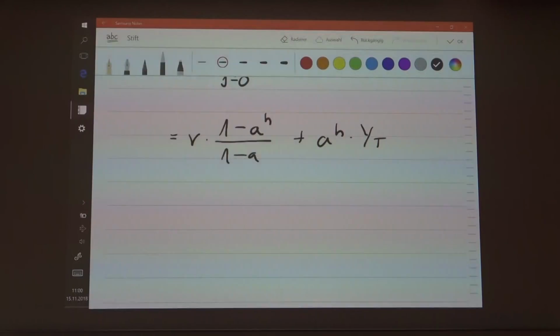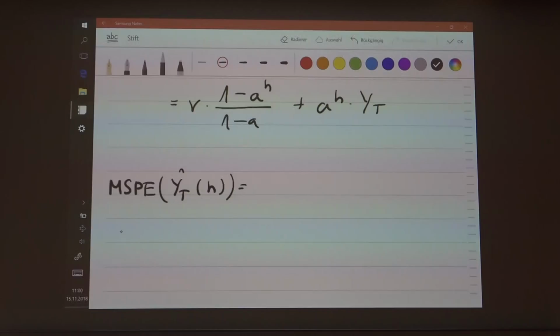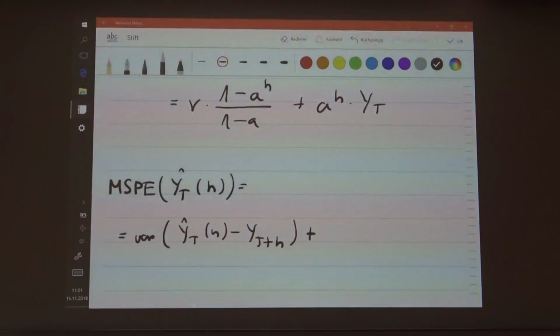Now, of course, we calculate the mean squared prediction error of this forecast. The mean squared prediction error of the forecast at time t for time t plus h is the expectation of the square of the prediction error, which is the variance of the prediction error plus the square of the expectation of the prediction error.